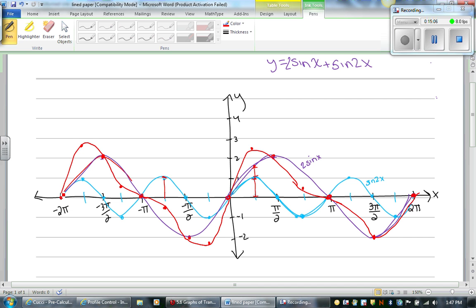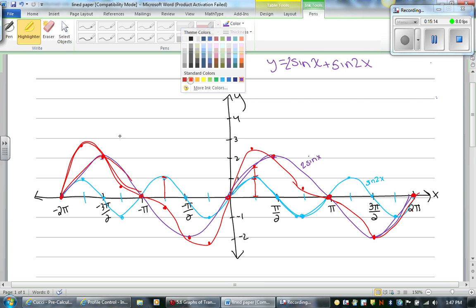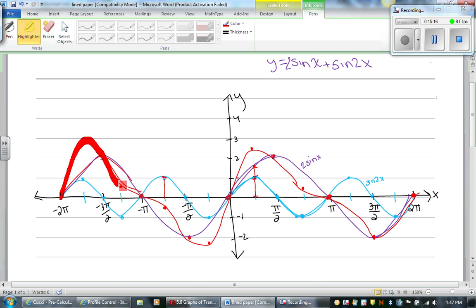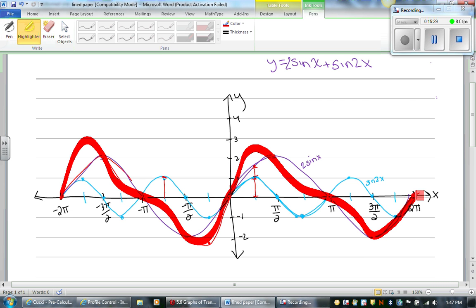This red function is kind of crazy looking, right? Let me do this as a highlighter in red. It's kind of crazy looking, but this is what that addition winds up looking like when I add those together. They do look crazy, and that's okay. They're supposed to look somewhat crazy.